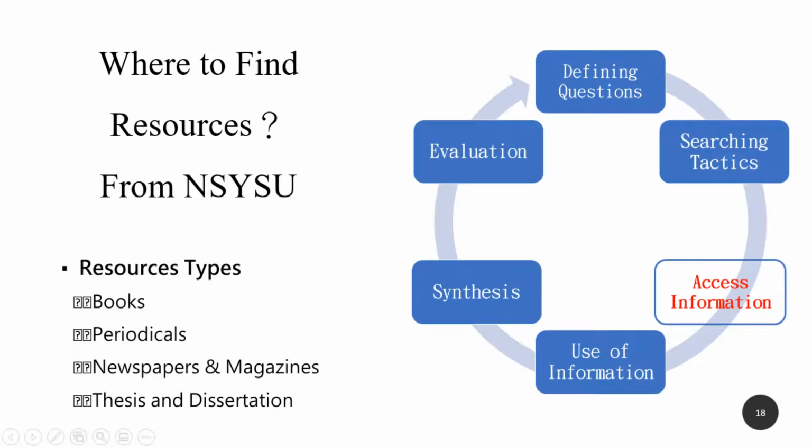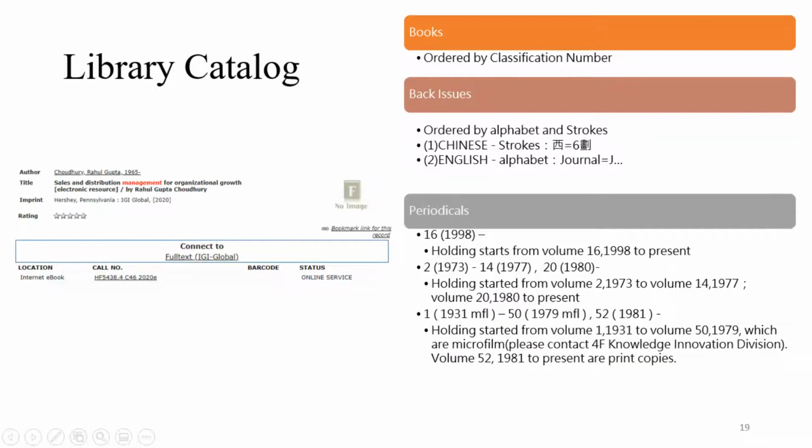Our library provides lots of resources, such as books, databases, e-journals, newspapers, and so on. But how and where can we find the resources? How to read the library catalog. Firstly, books are ordered by classification number. Back issues are ordered by alphabet and strokes. For the periodicals, numbers represent the holdings that we have in our library. For example, 16, 1998 means the holdings that we have start from volume 16, 1998 to present.